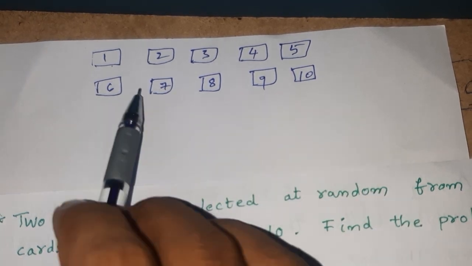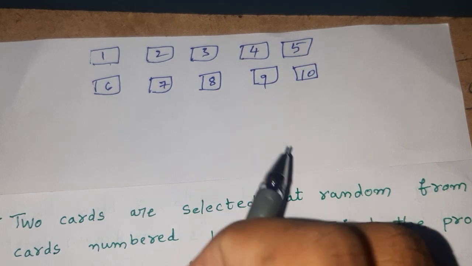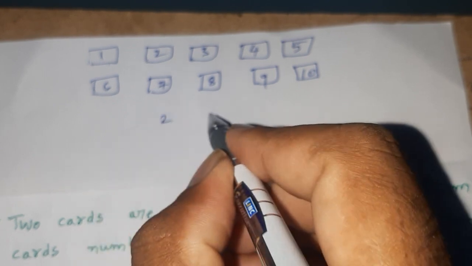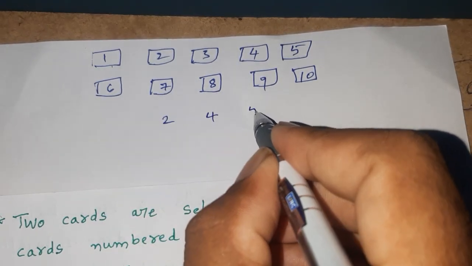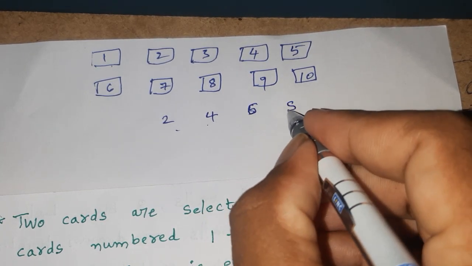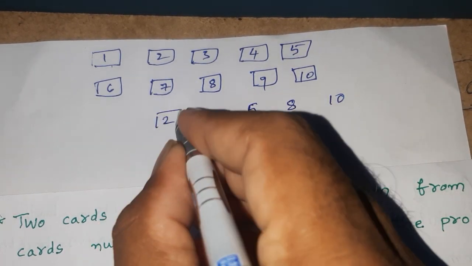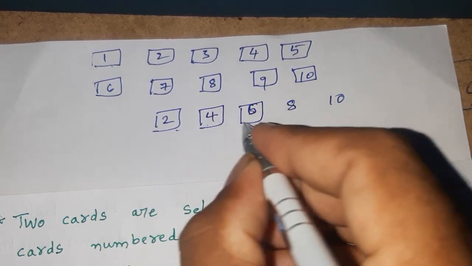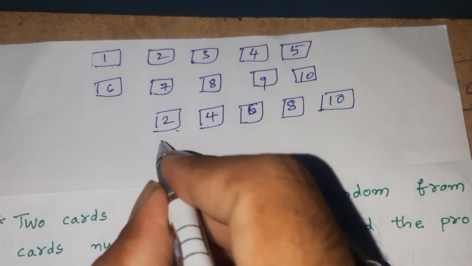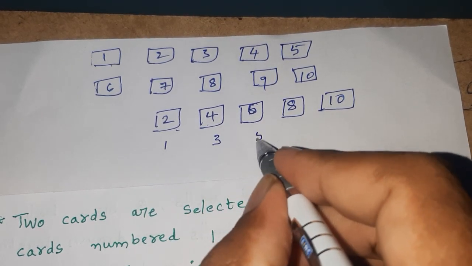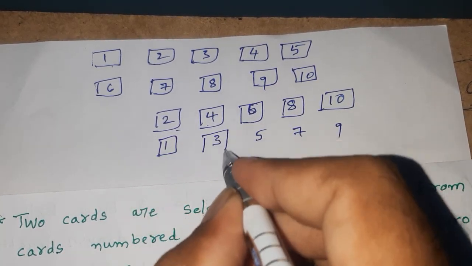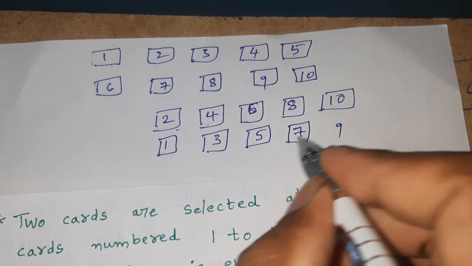How many even chords are there? How many odd chords are there? Here there are 5 even chords: 2, 4, 6, 8, 10. These are even chords. There are 5 even chords. Similarly, 1, 3, 5, 7, 9. These 5 are odd chords.